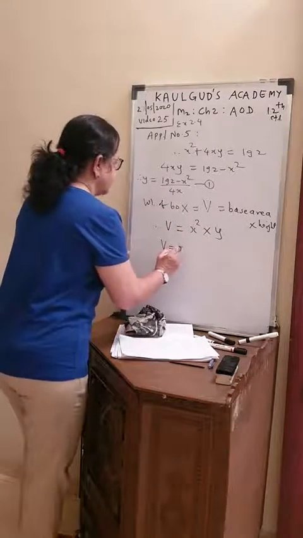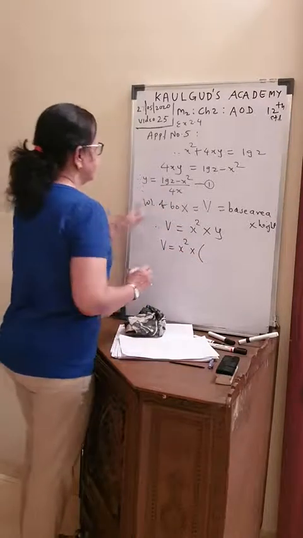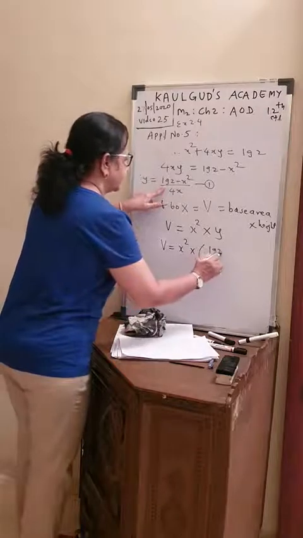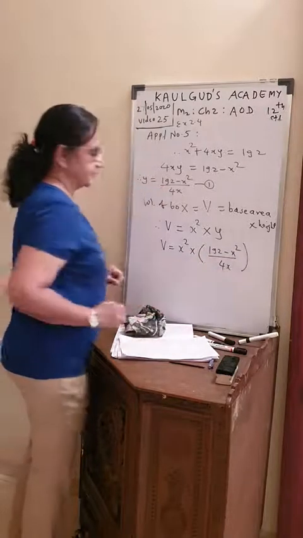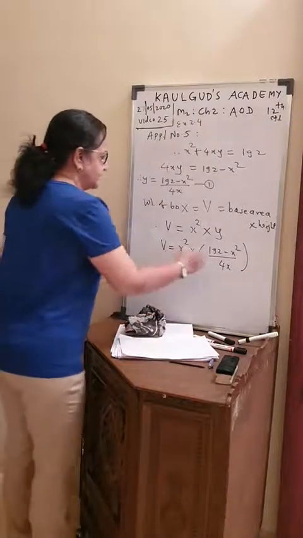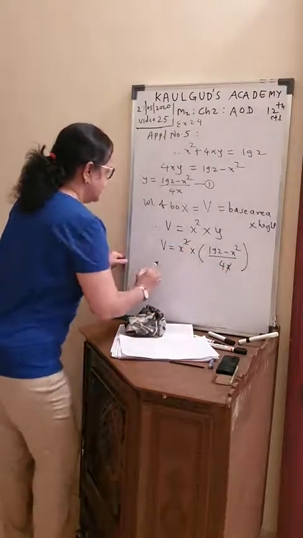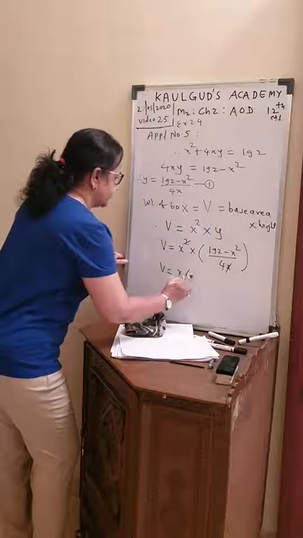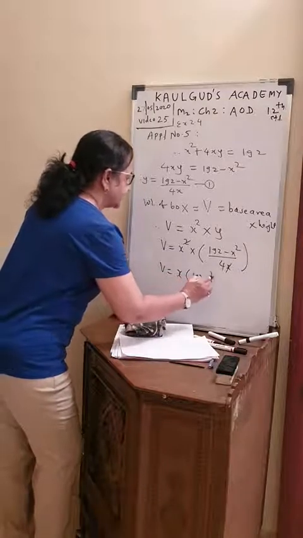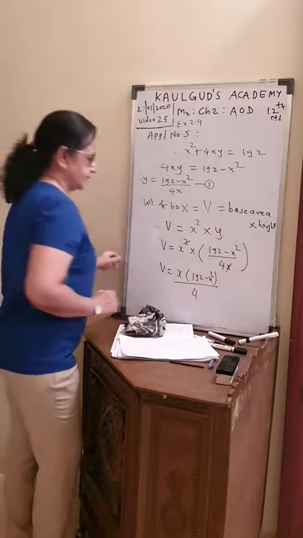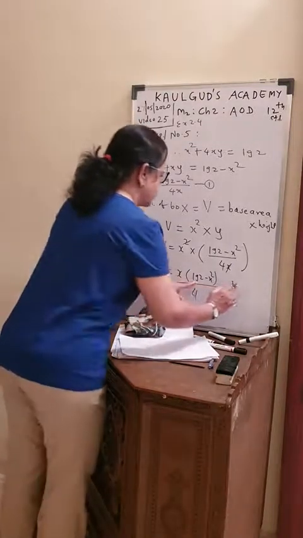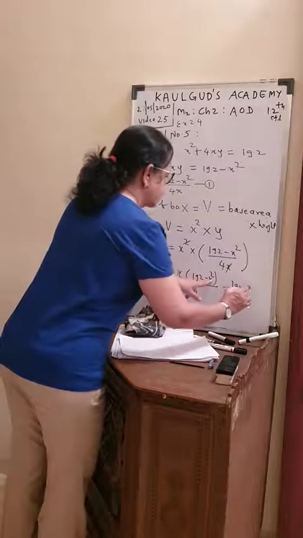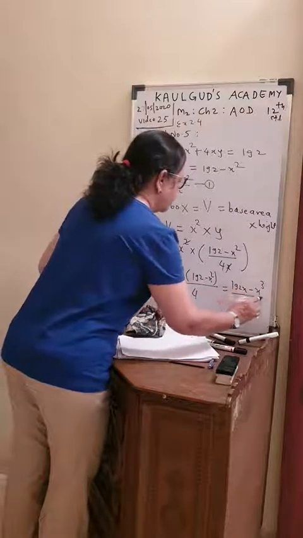So volume is x square into value of y, 192 minus x square upon 4x, bracket closed. It is multiplied. So 1 x I can cancel. So volume is x into 192 minus x square whole thing upon 4. Or if you open it up, 192x minus x cube whole thing upon 4.